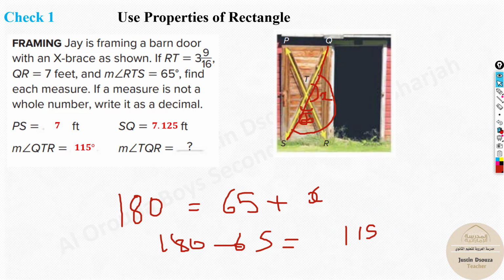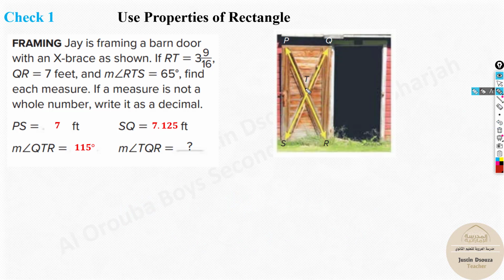And lastly, we have to find TQR, this angle. Now this angle is required. Now over here, TQR is unknown. We know this angle, right? QTR is 115. What else do we know? Now one important thing here, this and this angles are same, 115. Okay, these both are same. These are vertically opposite. That's not required much.